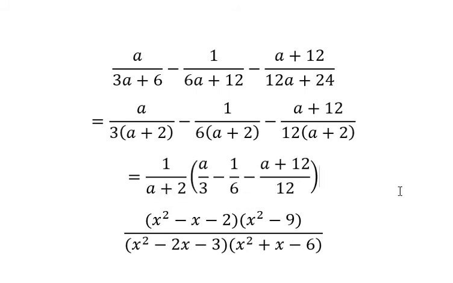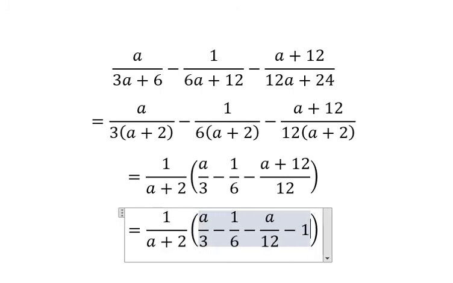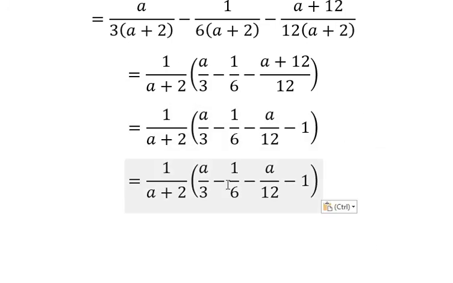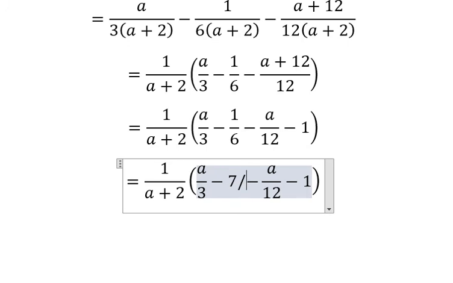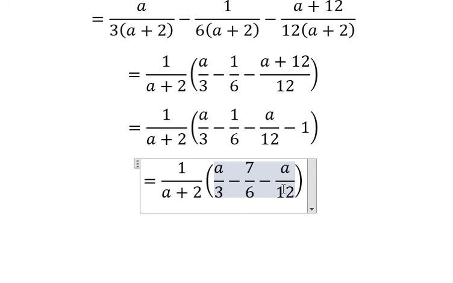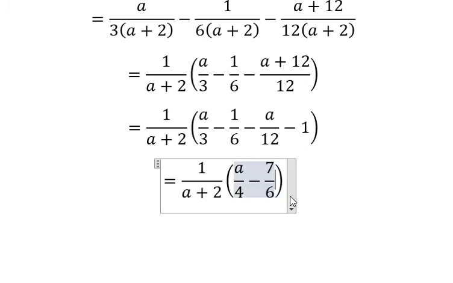Now a divided by 12, divided by 12. So you get negative a over 12 minus 1. So negative 1 over 6, negative 1. You get negative 7 over 6. 8 over 3 minus 8 over 12. You get 8 over 4. And this is the final answer.